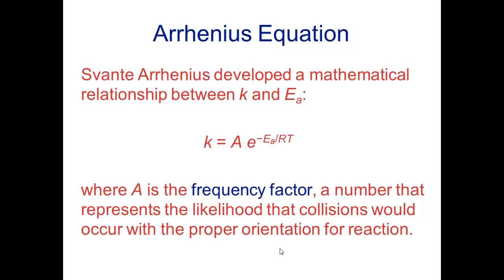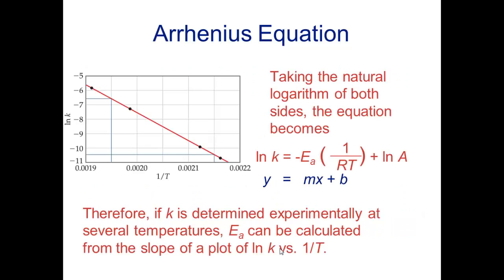In the Arrhenius equation, activation energy may be calculated if you know the temperature, the gas law constant, and capital A, which is the frequency factor. The frequency factor is a number that represents the likelihood that collisions would occur with proper orientation for the reaction. Knowing that the value of the rate constant changes with changing temperature, the Arrhenius equation can be used to experimentally determine the new k at a new temperature based on the fact that you know a baseline k at a baseline temperature.